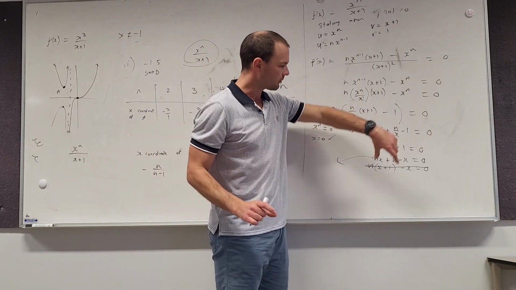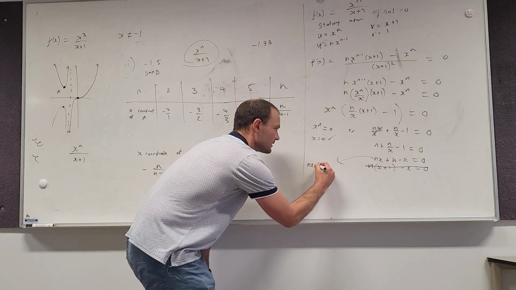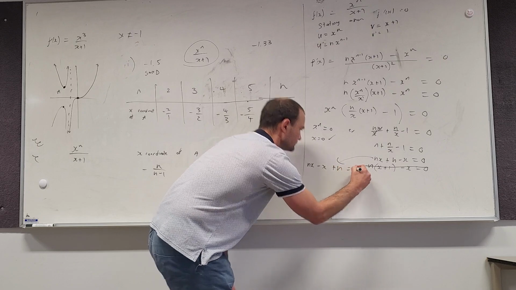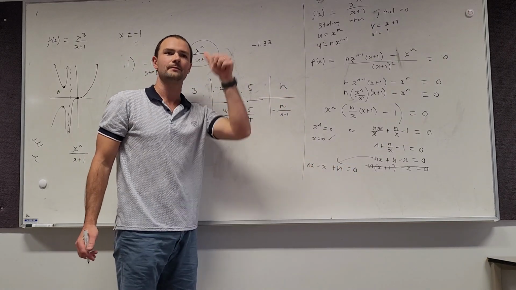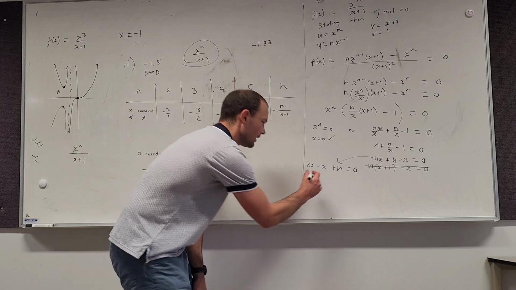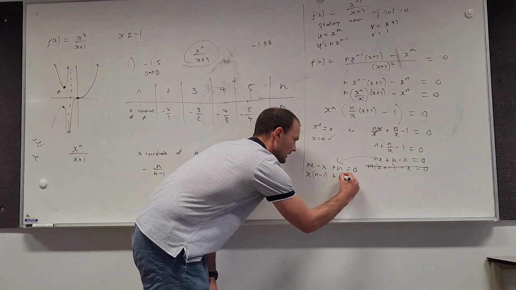So I'm just going to rewrite what we've got here with the x's next to each other. So we're going to have nx take x plus n. Now we can factorize x. And what that's going to do is give us one lot of x. If I factorize x here, I'm going to be left with n take 1 plus n.